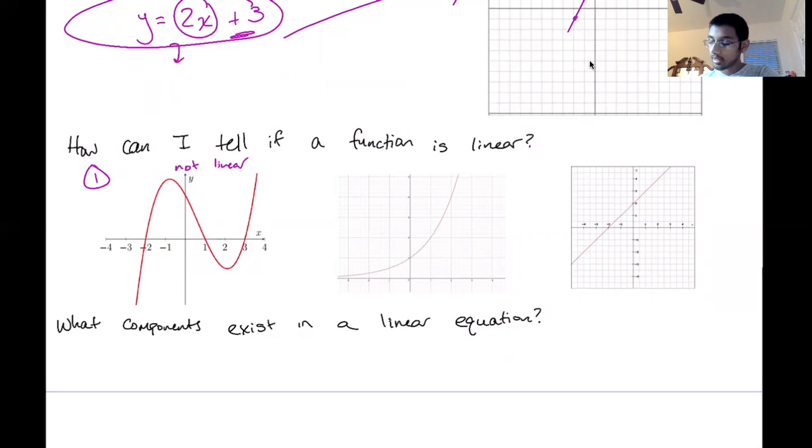The next one is number two. Is this a straight line? No, it's not a straight line. If it's not a straight line, that does not make it linear. So therefore, this is also not linear.